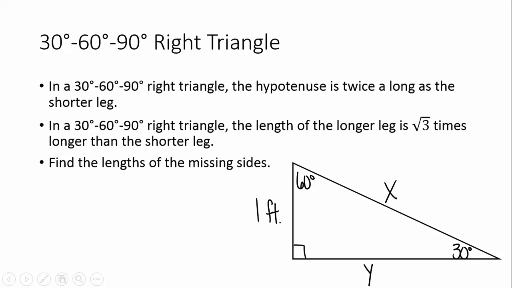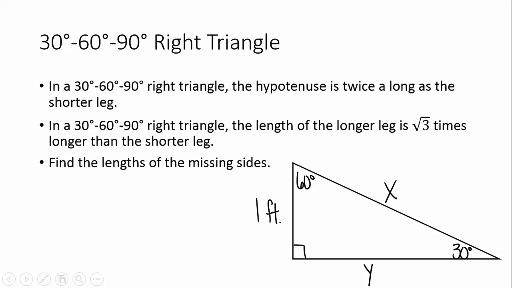Now let's talk about a 30, 60, 90 right triangle. This again is a right triangle because of the 90 degree angle. And the two other angles measure 30 degrees and 60 degrees. So first, the hypotenuse is twice as long as the shorter leg. And it'll be evident in the picture which one is the shorter leg. Also, in a 30, 60, 90 right triangle, the length of the longer leg is the square root of 3 times longer than the shorter leg.